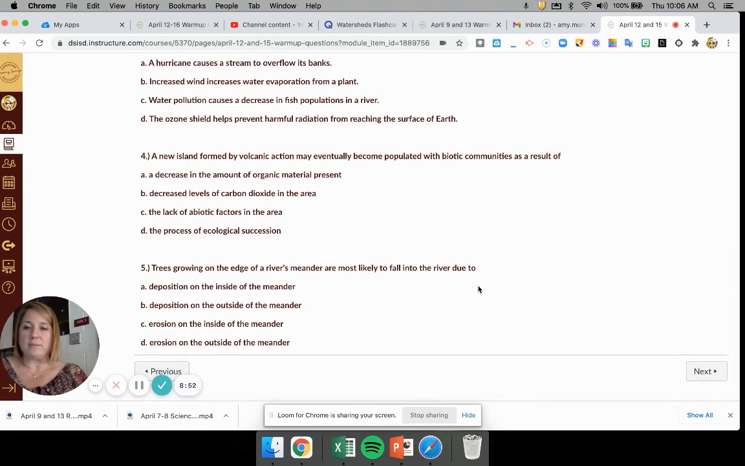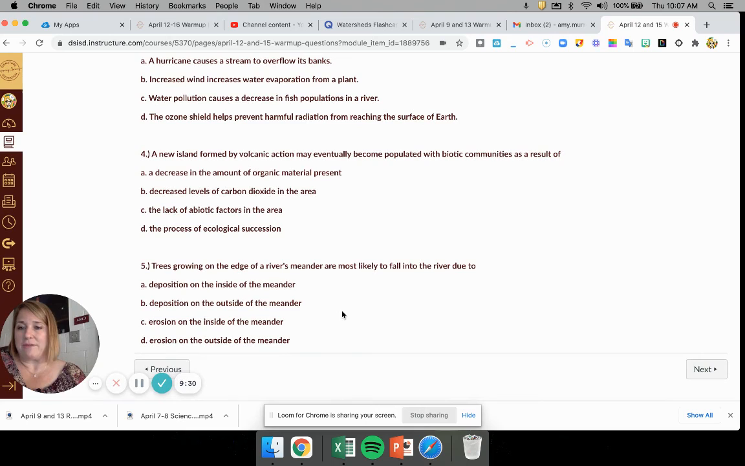And then finally, number 5, trees growing on the edge of a river's meander are most likely to fall into the river due to, well, what would happen and cause that is anytime trees fall over and are uprooted, a lot of times it's because of erosion. So trees growing on the edge of the meander will fall into the river if they are on the inside of the bank. If they're on the outside of the bank, they will not fall into the river. They'll fall onto the ground. So there you go. Erosion on the inside of the meander.